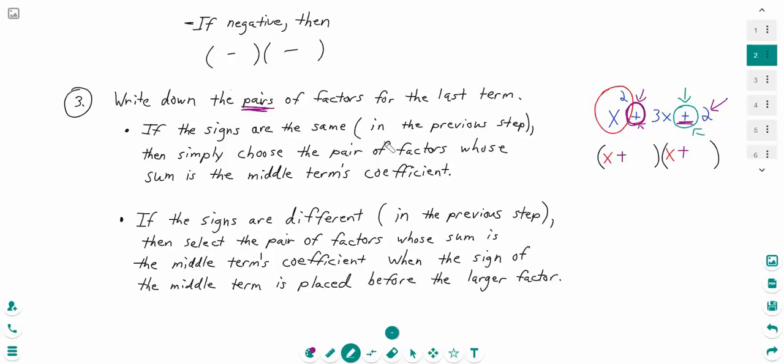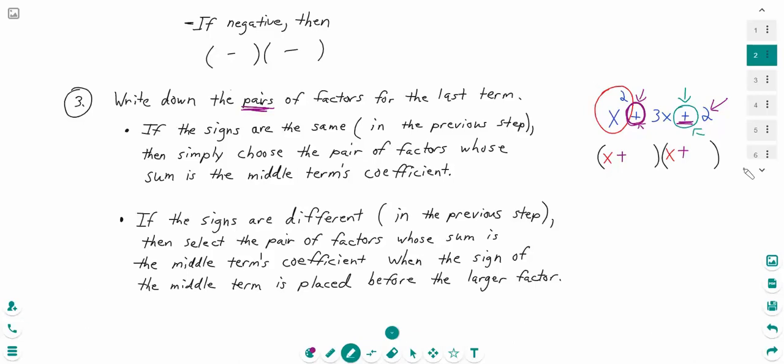It'll make more sense. If, on the other hand, the signs are different, which again, they're not in this case, the signs are the same, but if they were different, and again from the previous step, then select the pair of factors whose sum is the middle term's coefficient when the sign of the middle term is placed before the larger factor. Okay, so complicated, but don't worry about it. Push pause, write this down, and then we'll actually do the work, and it'll make more sense to you.